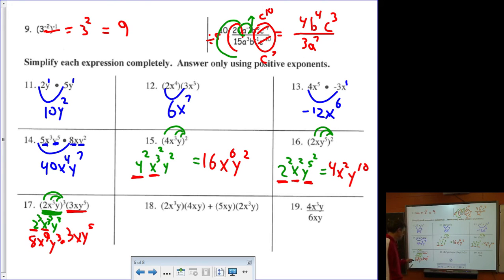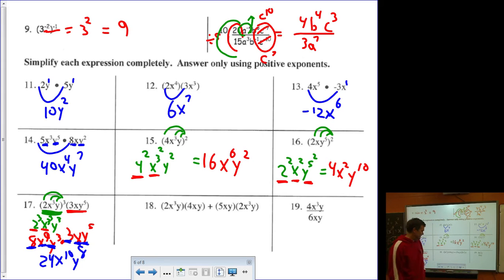And when you multiply the coefficients, 8 times 3 is 24. And you add the exponents. Here I have 9 x's, here I have 1 x. Adding those together, that's 10 x's multiplied together. And here I have 3 y's and 5 y's. That's 8 y's multiplied together.